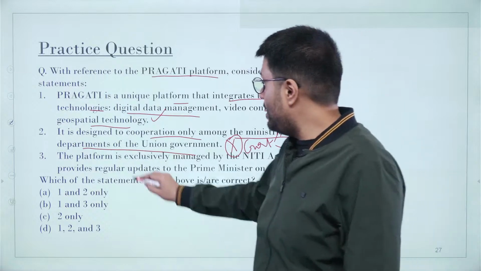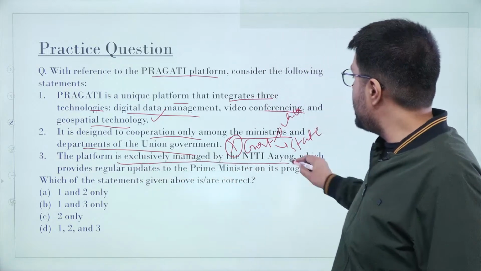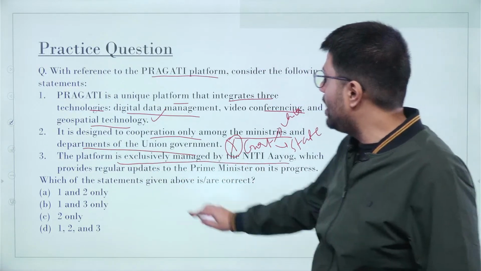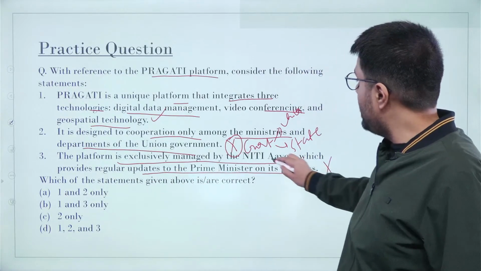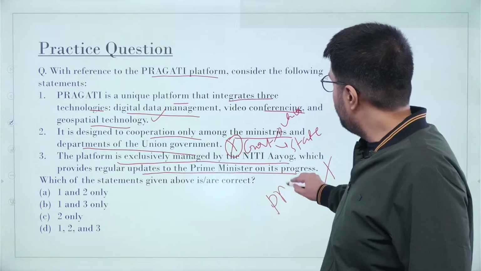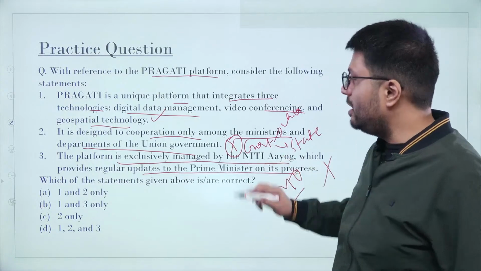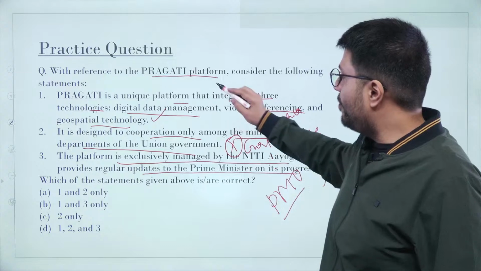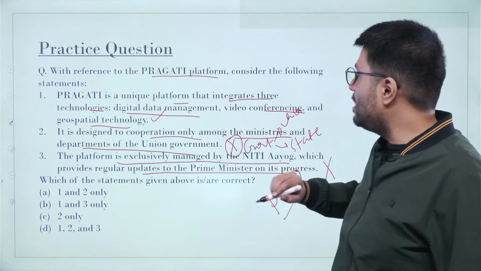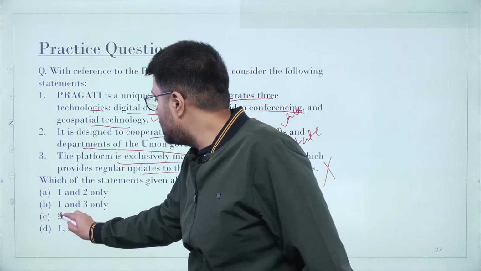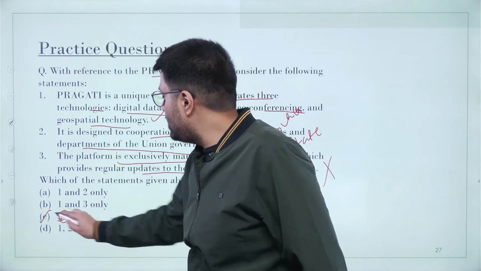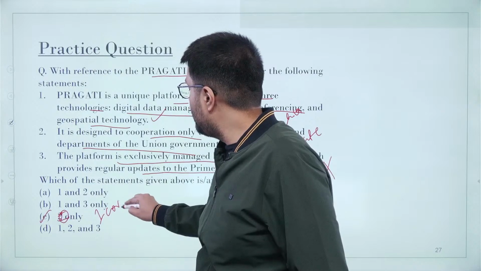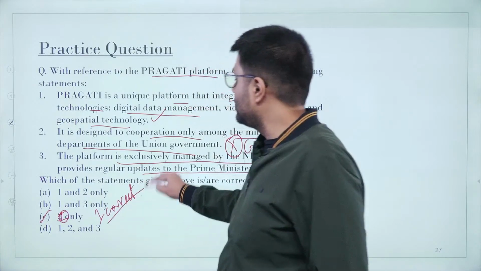The third statement: the platform is exclusively managed by NITI Aayog, which provides regular updates to the Prime Minister on its project progress. Again incorrect. It is managed by the Prime Minister's Office and not NITI Aayog. So only the first statement here is correct. That is why option C is the right answer. Sorry, I've made an error. Option will be C. Only one statement is correct.